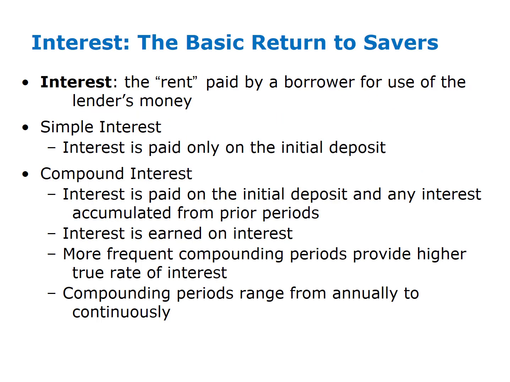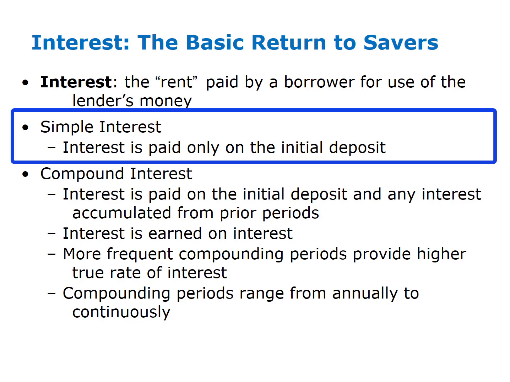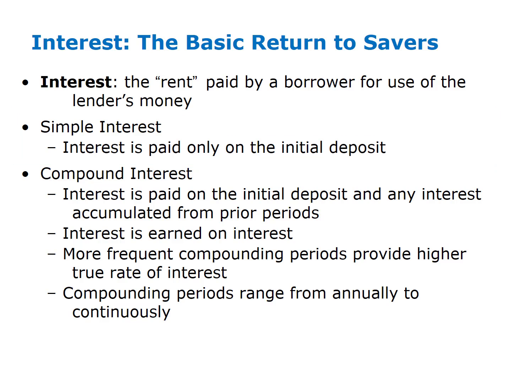Interest is nothing more than the rent a borrower pays for the use of your money. Simple interest, which we rarely see anymore, just means the interest is always computed based on the original amount. So 5% simple interest on a $100 deposit for 10 years means you earn $5 each year, period.